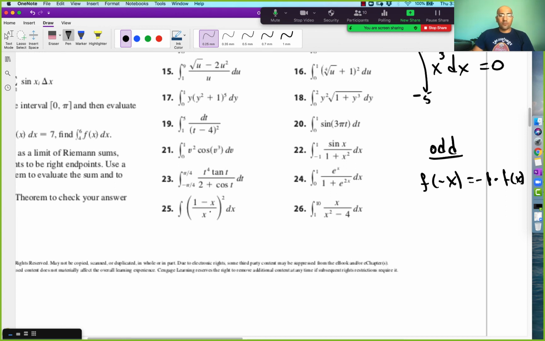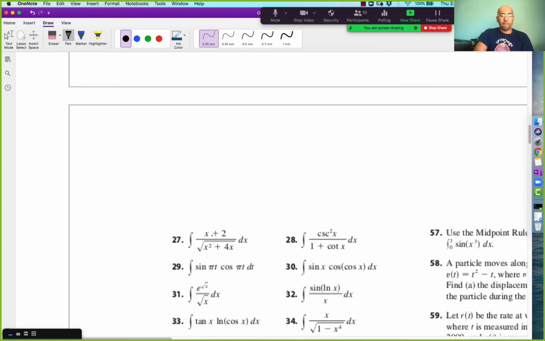Good, good, good. Okay, that one should be odd. This one, just break it up. FOIL out the numerator, right? Shouldn't be that bad. 1 minus x squared, that's just a trinomial, no big deal. The denominator is x squared. And then break it up into 3 separate fractions. Find the integral of each one separately. That should get you home, right? So number 25 shouldn't be too bad.